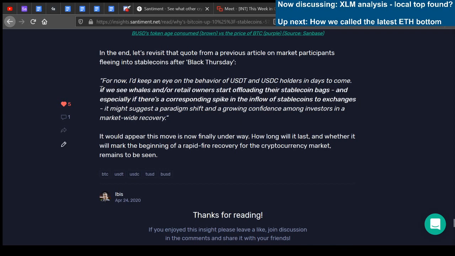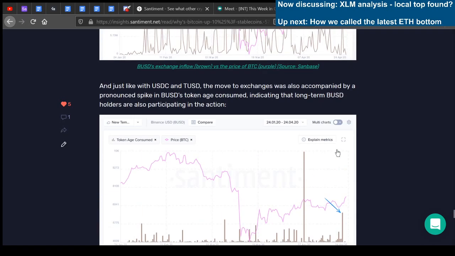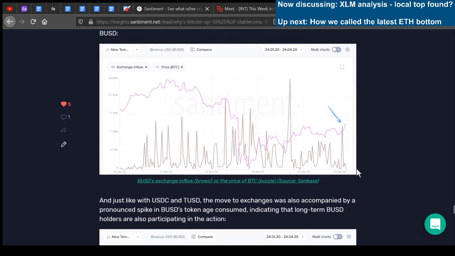So what we said last time when we were talking about this exodus of stablecoin owners away from the market, we said that if we see whales start offloading their bags, and especially if we see a corresponding spike in the inflow of stablecoins to exchanges, this might be a sign of a market-wide recovery. And this is what we're seeing on the charts over the last couple of days.